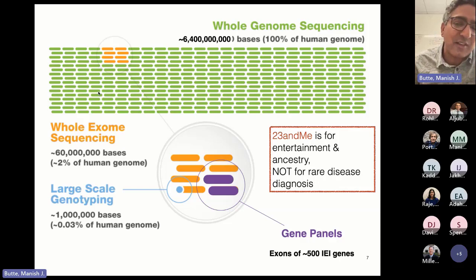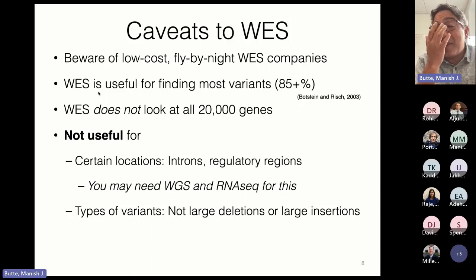Okay, so exome sequencing really comes after gene panels, and gene panels are far and away what you're going to go to first because they provide an answer quickly and cheaply. Exome sequencing, on the other hand, is what you'll go to after that. Beware that there are many, many companies now offering exome sequencing cheaply, and they are fly by night, and they may not know what they're doing. They need additional scrutiny, and it's your responsibility to do that.